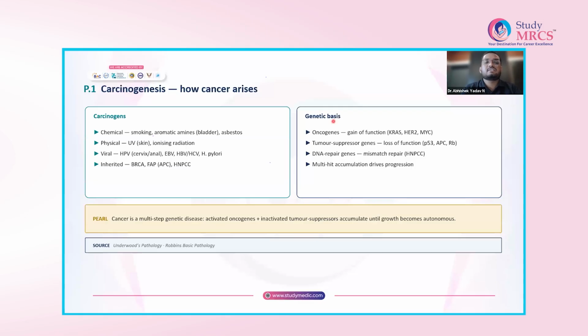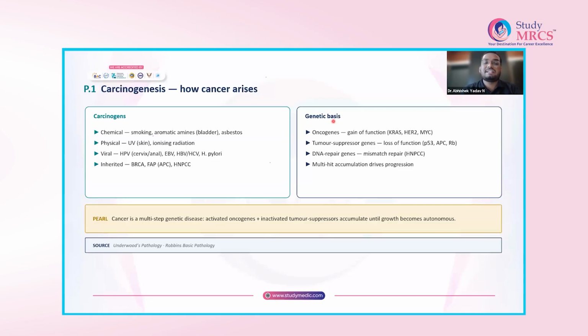The physical agents that lead to cancers include UV rays, which lead to skin cancers, most commonly squamous cell carcinoma and basal cell carcinoma, and ionizing radiation. Among the viral carcinogens, HPV leads to cervical and anal cancers, Epstein-Barr virus leads to Burkitt's lymphoma, hepatitis B and hepatitis C viruses lead to hepatocellular carcinoma, and H. pylori is the most important risk factor for stomach cancer. These are the viral carcinogens.